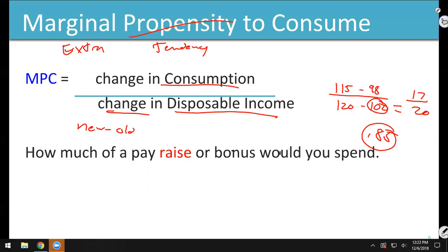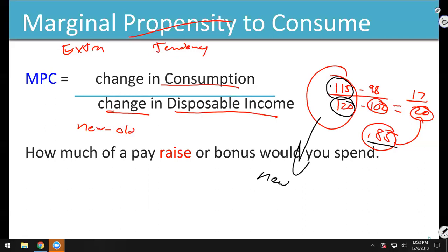So that 85%, is that from the $20 that he got, or from the whole? Yeah, it's 85% of the extra money. Oh. So his new, if you want to go there, I don't go there, but if you want to go there, what is happening? He's now making 120, he's spending 115 of it, so what's 115 out of 120? That's going to be like 95%, 96%. So he went from spending 98% of his money, but he doesn't spend as big a chunk of his pay raise, so his new APC is now like 98 down to 96, or whatever that math is, but I don't necessarily do that.